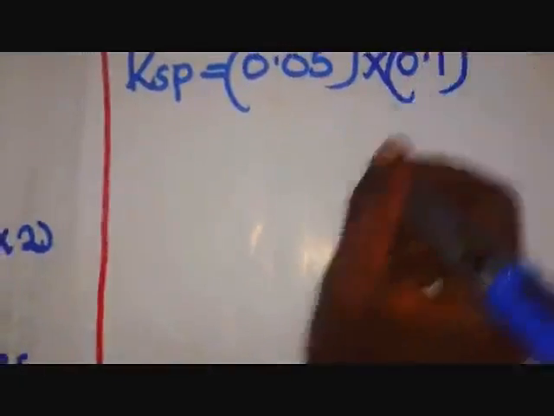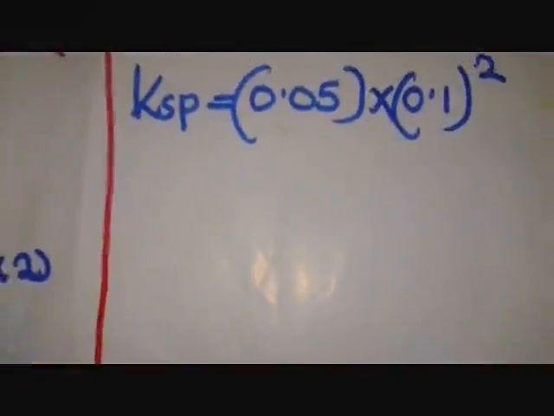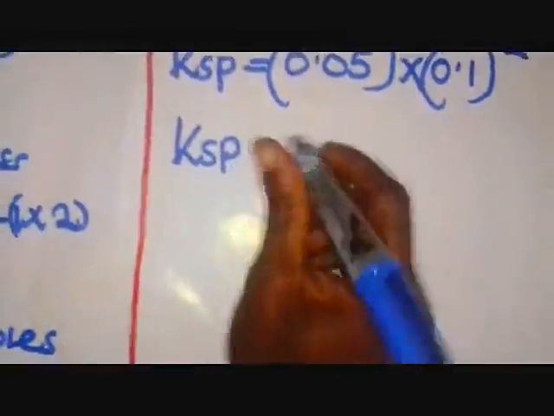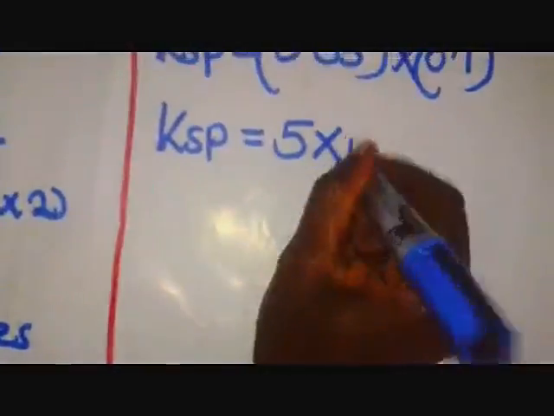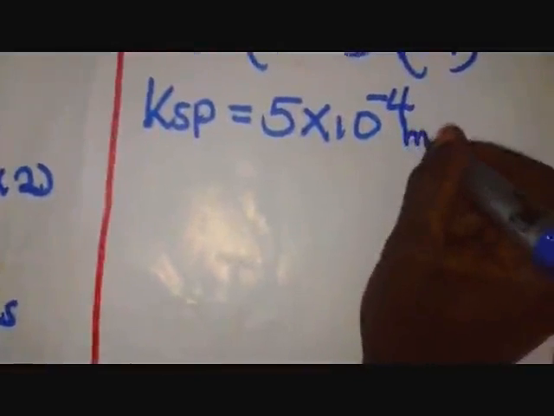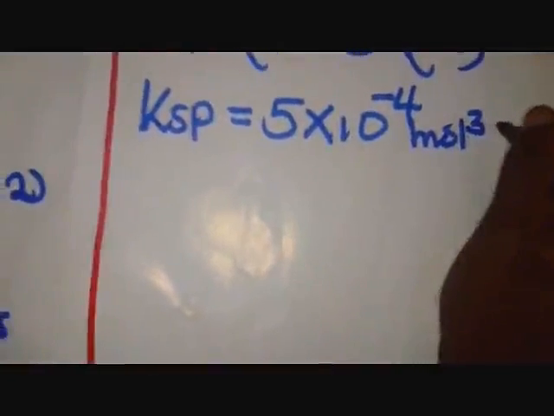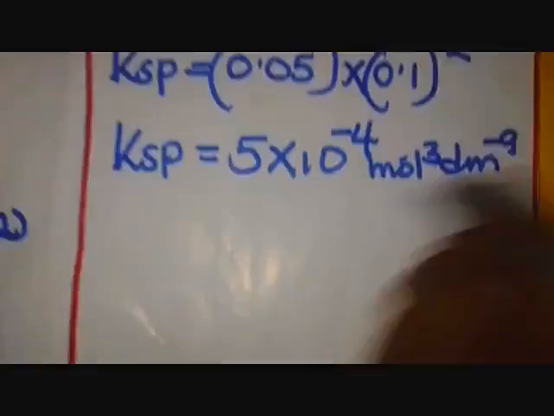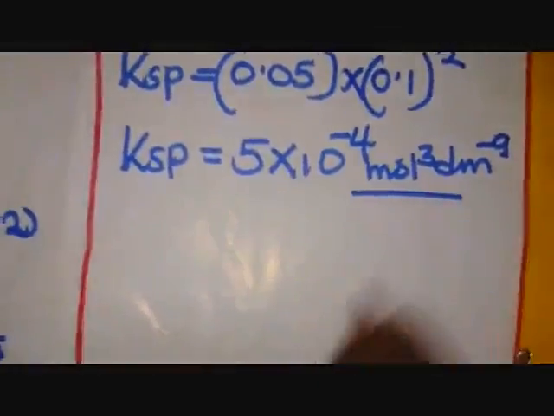But remember, the expression is having power 2. So we raise the concentration to the power of 2. After doing that, we see that our final Ksp is equivalent to 5 times 10 power negative 4 moles cubed dm power negative 9. Where are these units coming from?